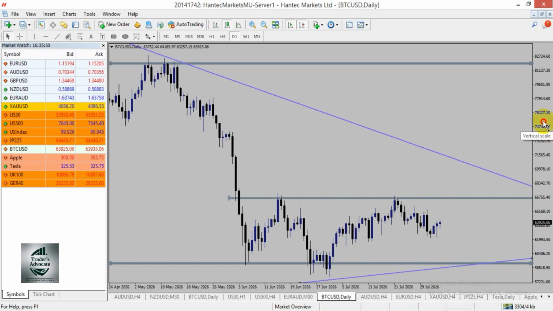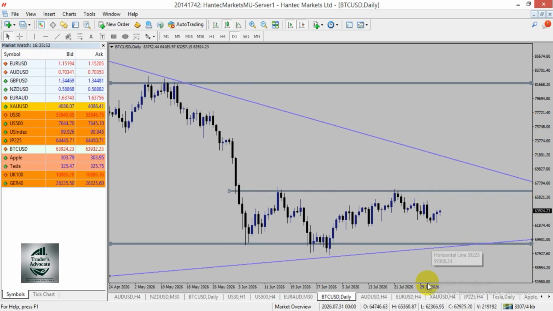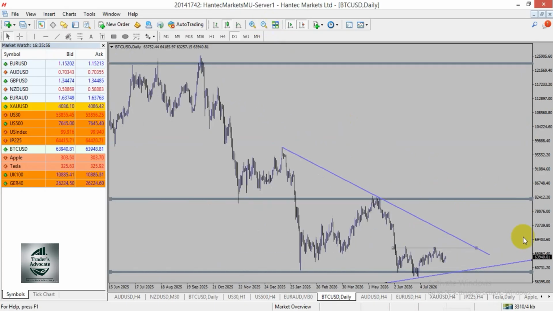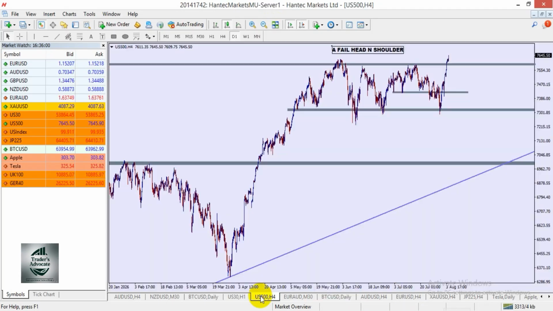If I consider taking a sell position, market needs to also break below here. So until that happens, I have no billings with BTC. Let's look at the S&P 500.